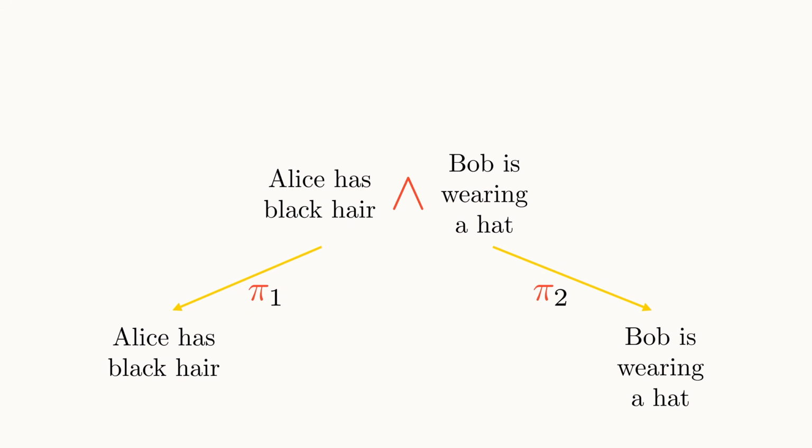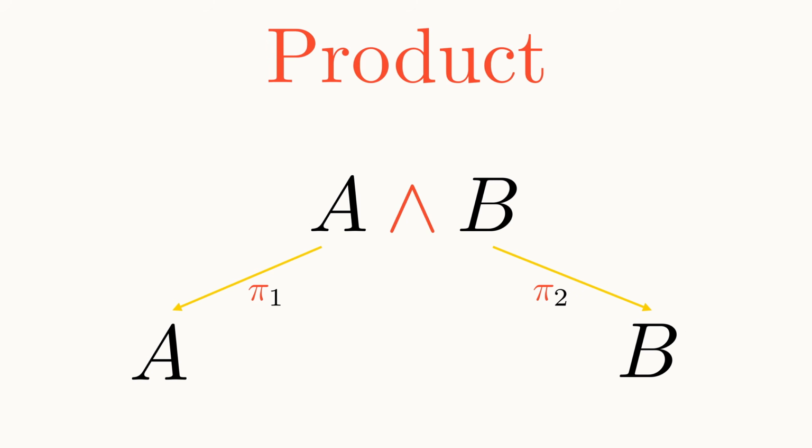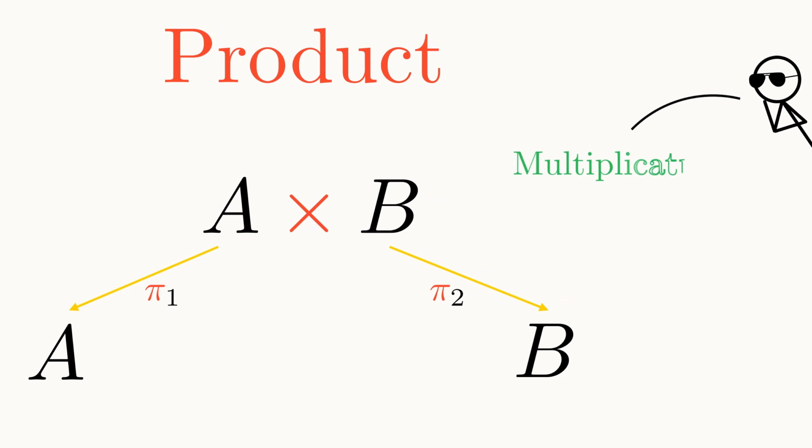Instead of calling this object the conjunction of two objects when we apply this universal construction in any arbitrary category, we call it the product of two objects, and write it as A cross B. We'll see why we use this term and notation another time, but for now, let's just reiterate the universal construction we have just found.